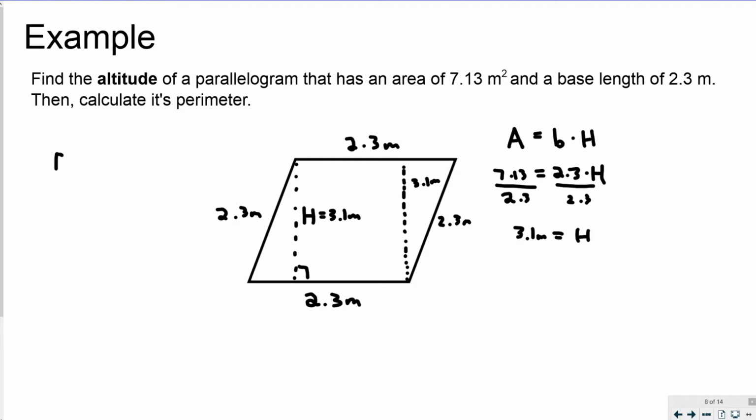So the perimeter would be 4 times 2.3, which means that the perimeter here is going to be 9.2 meters. Okay, I'm going to go put a box around this one as well.